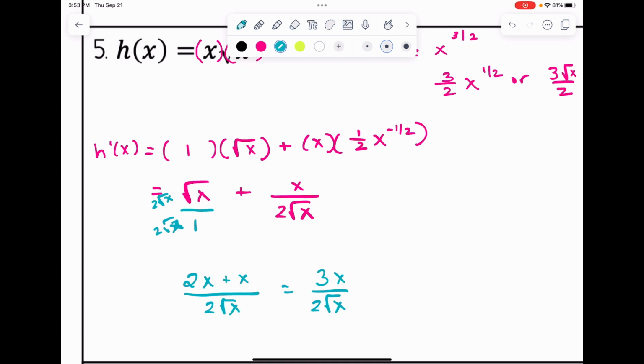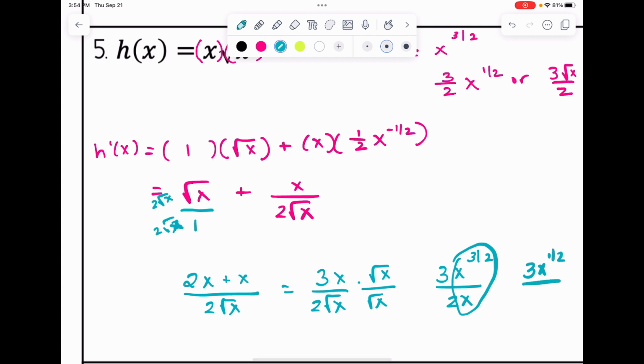And then if I simplify this here and I think about rationalizing the denominator, I can multiply top and bottom by radical x. And I'm going to get 3x to the 3/2 over 2x. Again, we're getting closer. It's not completely matching yet, but since these are both the same term raised to different exponents, we subtract the exponents. So I get 3x to the 1/2 over 2, or 3 radical x over 2. And now we can see the equivalent answer.